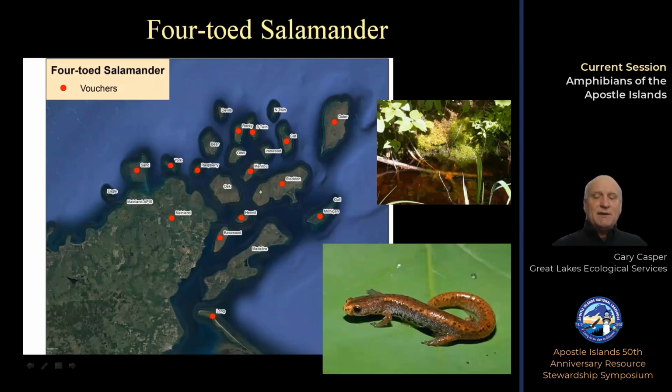The four-toed salamander, the last of these ephemeral pond breeding salamanders. And this one, we started out with almost no data. They're very hard to find, very cryptic, very small. But if you know their particular nesting habitat within moss mounds, and you're there at the right time, you can pick them up. So we were able to document them on most islands, although they do seem to be absent from Devils.